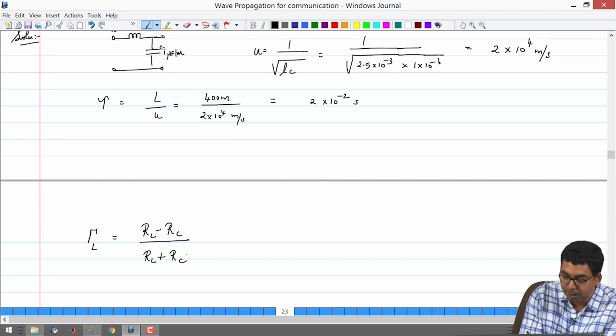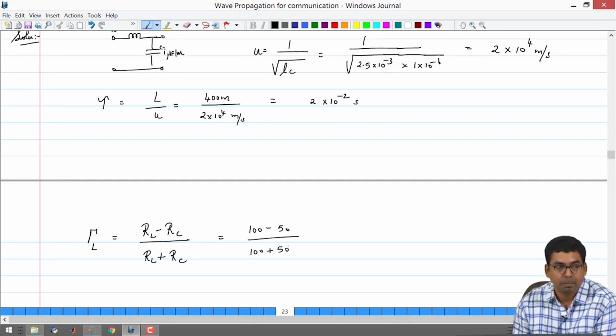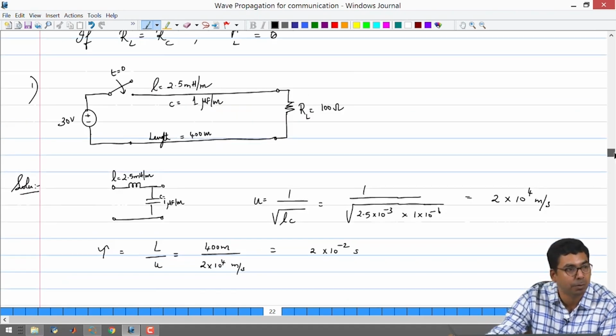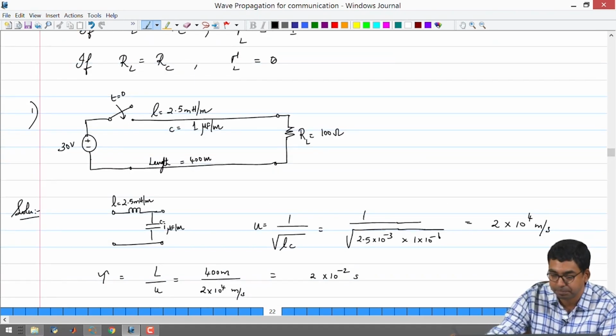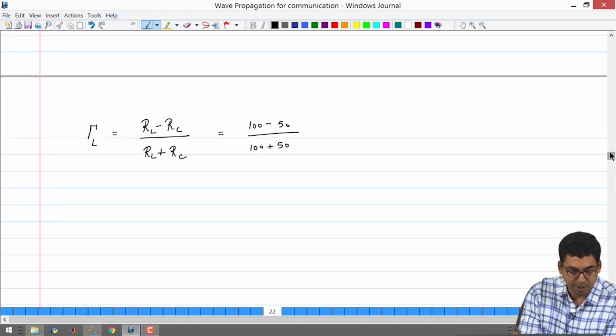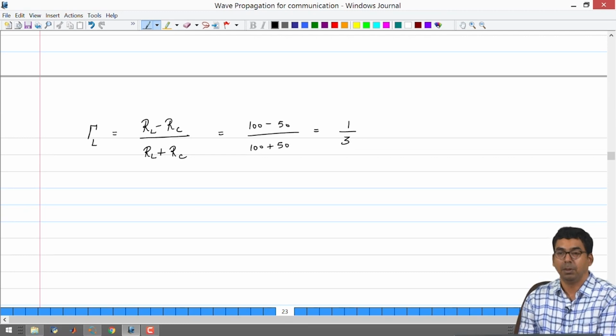So this is going to be 100 minus 50 divided by 100 plus 50. Square root of L by C, 2.5 millihenry per meter divided by 1 microfarad per meter, that will become 50 ohms. So 100 minus 50 by 100 plus 50 means that the reflection coefficient is going to be positive and it is going to be of the value 1/3.